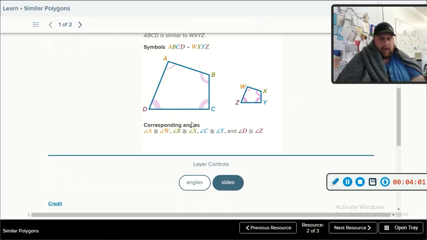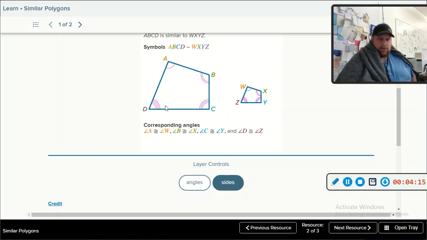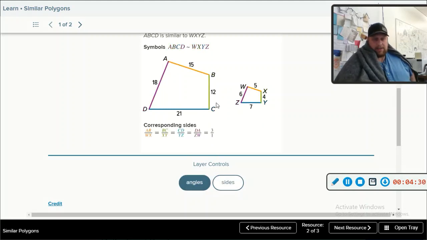If we're looking at sides, we can see this purple side of 18, so AB, or excuse me, let's start off with AB. So AB is 15, it matches WX, which is 5. We see that BC is 12, and it matches with XY of 4. And then we see that CD is 21, which corresponds to YZ, which is 7, and ZDA, which is 18, corresponds to ZW, which is 6.